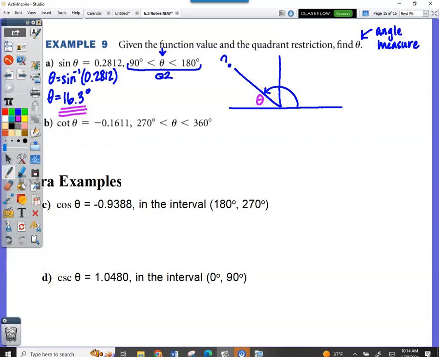Now this is not always the case. Sometimes the answer fits, but in this case it doesn't fit. We should be in quadrant 2, not quadrant 1. So this is 16.3 degrees. This is 180. So how do I get the measure of my angle? We subtract 16.3 from 180.